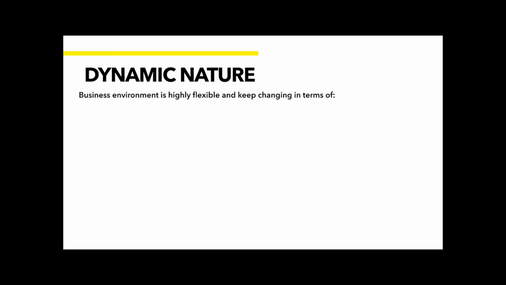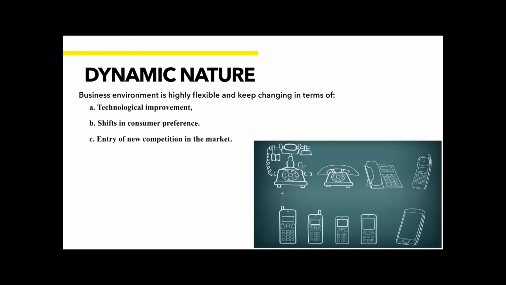Dynamic nature. Business environment is highly flexible and keeps changing in terms of: 1. Technological improvement, 2. Shift in consumer preferences, 3. The entry of new competition in the market. For example, I will call this the evolution of smartphones. How did it all start? You can have a look at the picture. And today we have smartphones with the latest technology. And what does this latest technology talk all about now?